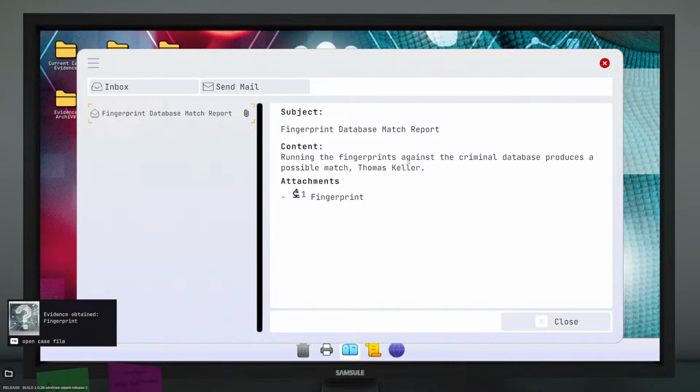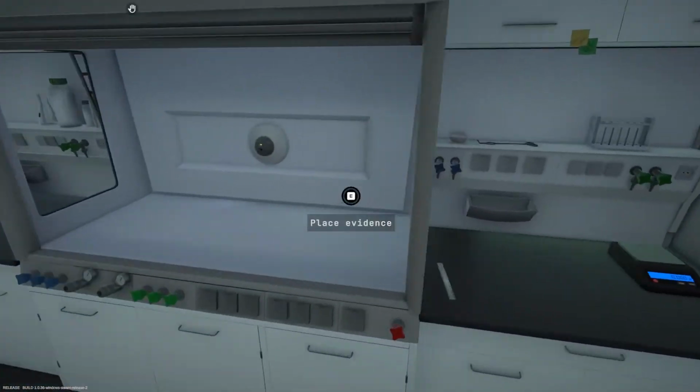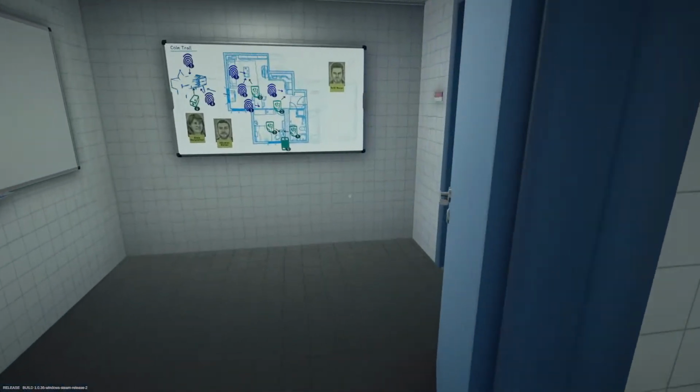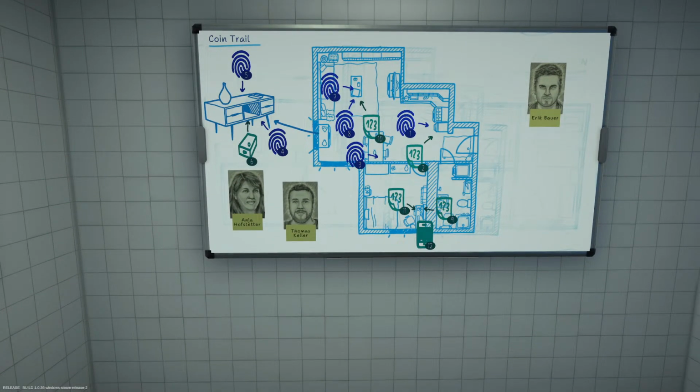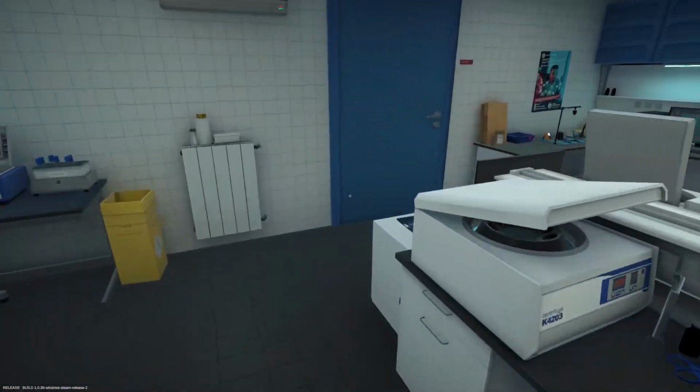Fingerprint database, okay. Running the fingerprints against the criminal database. Okay. Alright, so we got fingerprints, we got electronic devices. We don't have any evidence to go in there. Alright. So this is the scene. Alright. Let's run.